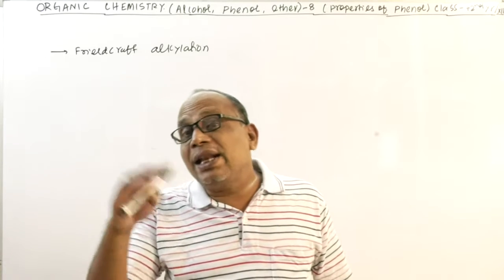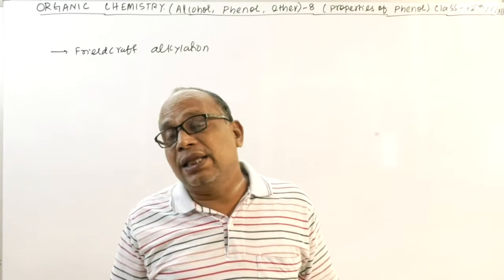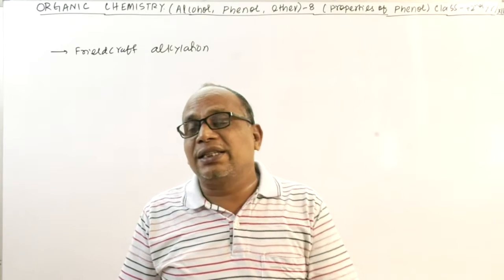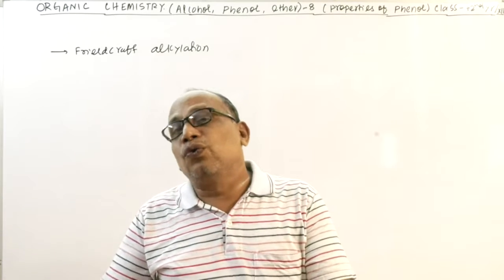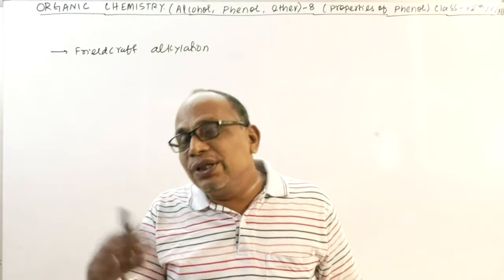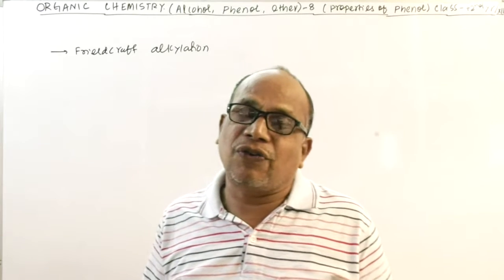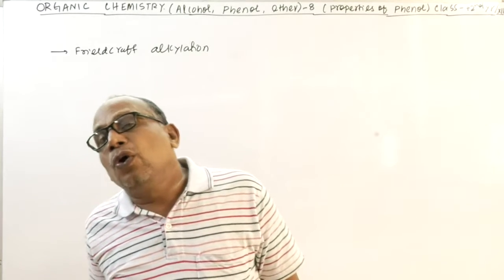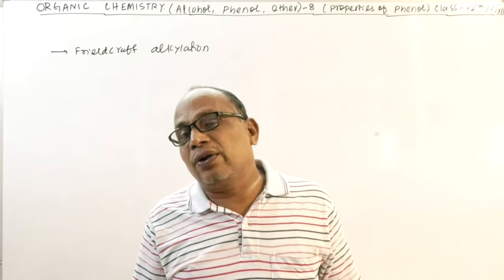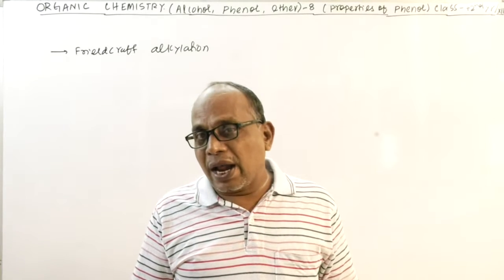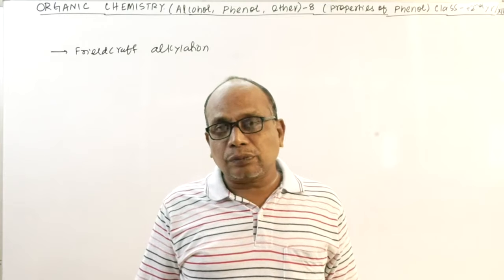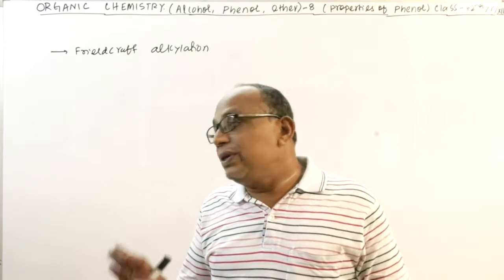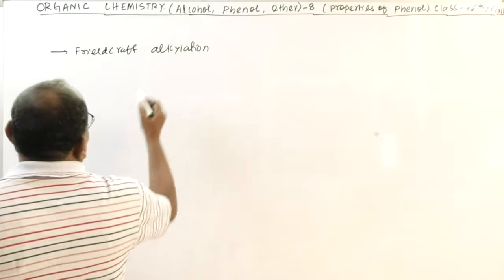And Friedel-Crafts acylation we have already discussed: phenol reacts with acetyl chloride or acetic anhydride to form phenyl acetate, which on Fries migration or Fries rearrangement gives the corresponding ketones, ortho-hydroxy acetophenone and para-hydroxy acetophenone. Now, we will discuss only Friedel-Crafts alkylation.